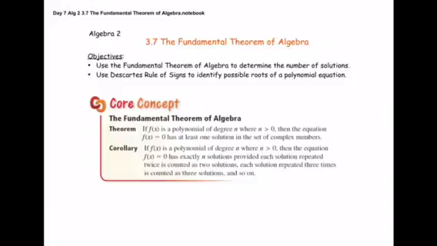So the fundamental theorem of algebra states that if f of x is a polynomial of degree n, where n is greater than 0, then you're going to have that many solutions. So if n is 2, then you will have 2 solutions. If n is 3, you will have 3 solutions, and so on.